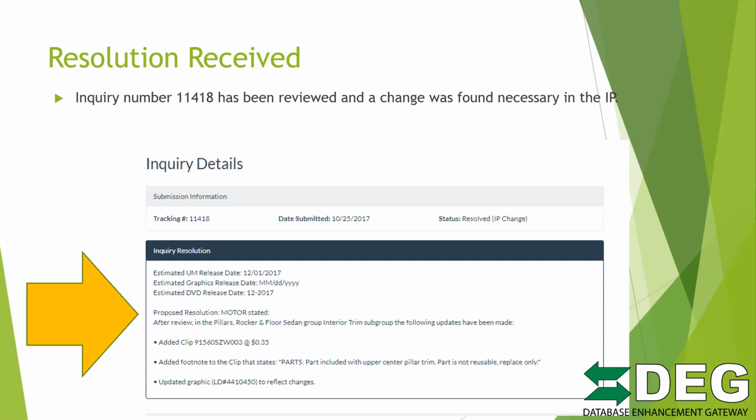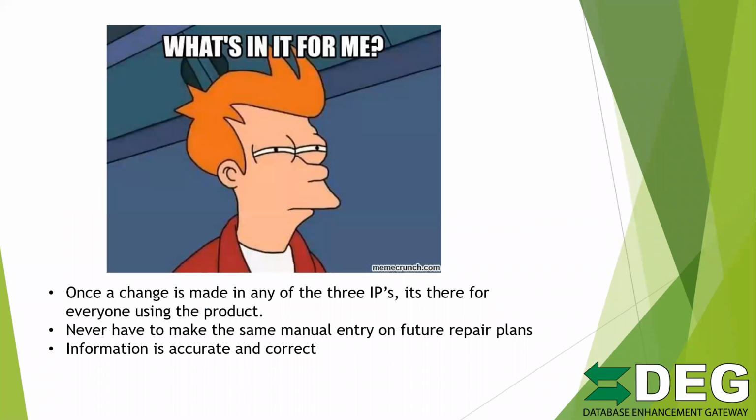Many repairers run across these scenarios where parts are stated as one-time use by the OEM, but there's nothing to support it in the estimating system. So as long as we have confirmation from the OEM that the part is one-time use, the information provider will also add that footnote. So what's in it for me by doing all this work?